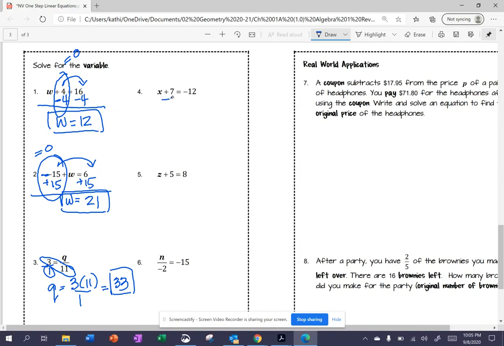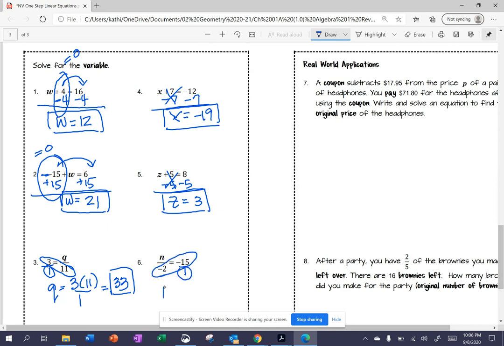Okay, so I'm going to solve for x. So I'm going to subtract 7 from both sides. X equals negative 19. Subtract 5. C equals 3. I solve for n. Here I'm going to cross multiply and divide. So n equals negative 2 times negative 15 divided by 1, which is positive 30. How'd you do?